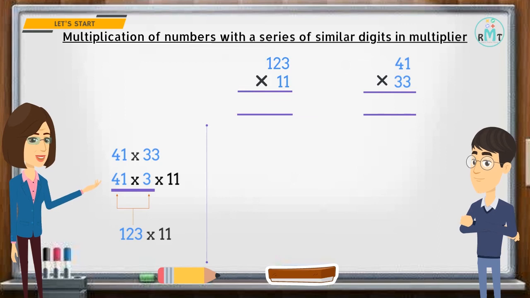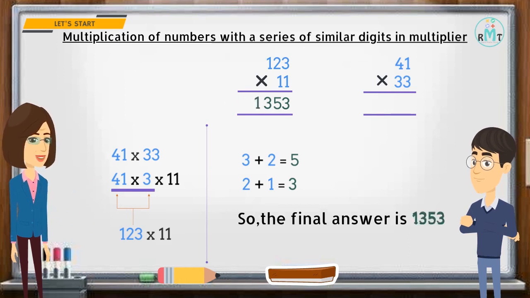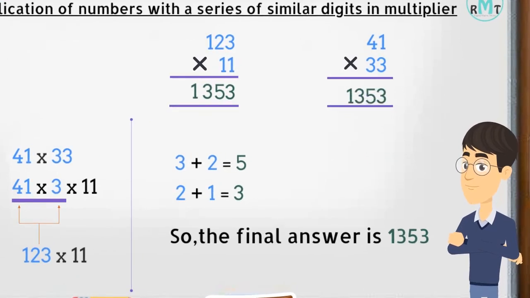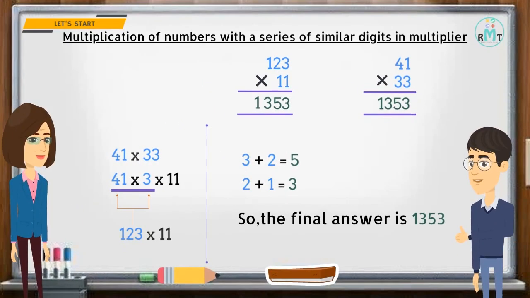We write down the digit in the units place, 3, as it is in the answer. We move to the left and add 3 plus 2 equals 5. We move to the left and add 2 plus 1. We take the last digit, 1, and write it down as it is. So the final answer is 1353. Yes, ma'am, I got it.